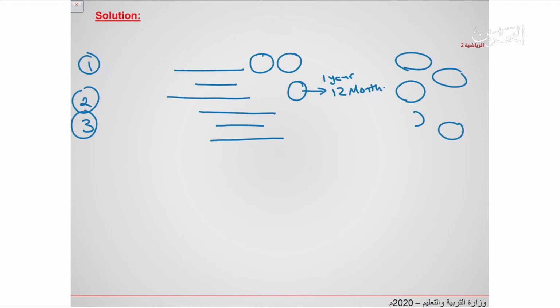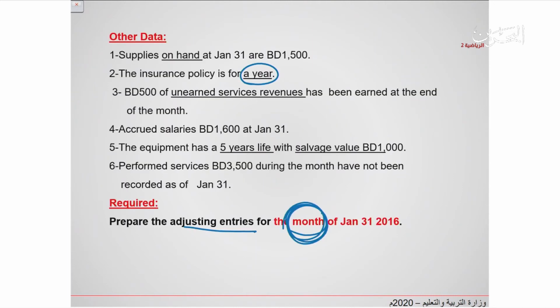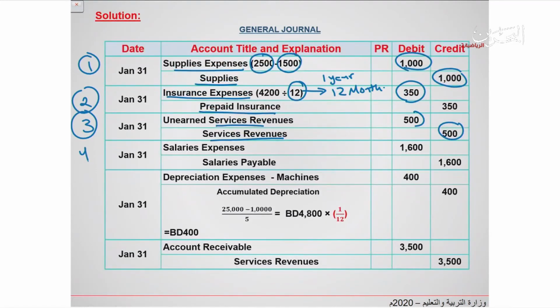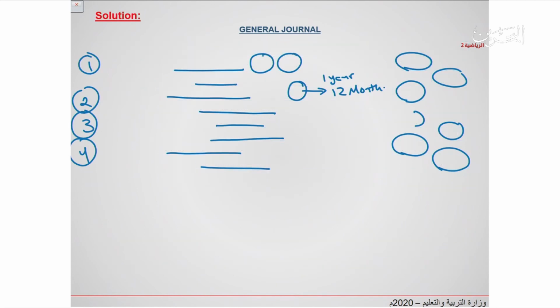Let's go to the fourth transaction. Accrued salaries, there is accrued salaries mentioned, 1,600. So I will go back to the fourth transaction. I put salaries expense and salaries payable, 1,600 in debit side and credit side 1,600. Go back to transaction 5.